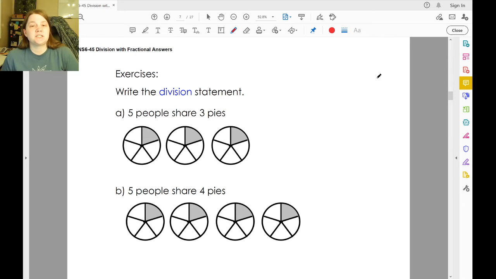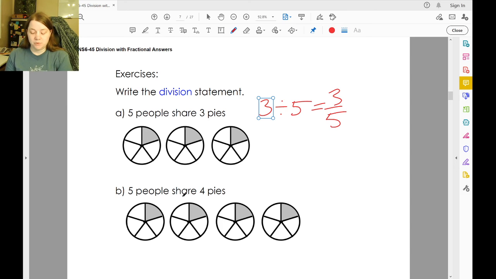2 divided by 5. It's the same thing. So let's write these as a division statement. 5 people sharing 3 pies. That means 3 pies, you can see the 3 circles, divided by 5, or you'd get 3/5. 5 people sharing 4 pies. That would be 4 pies divided into fifths, or 4/5. 1/5, 2/5, 3/5, 4/5.